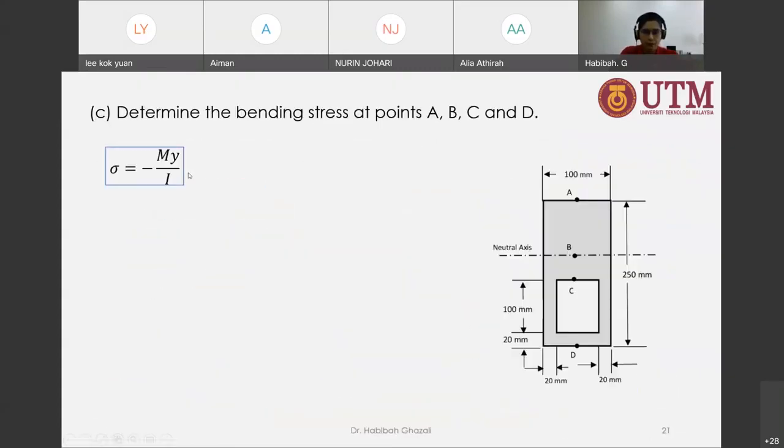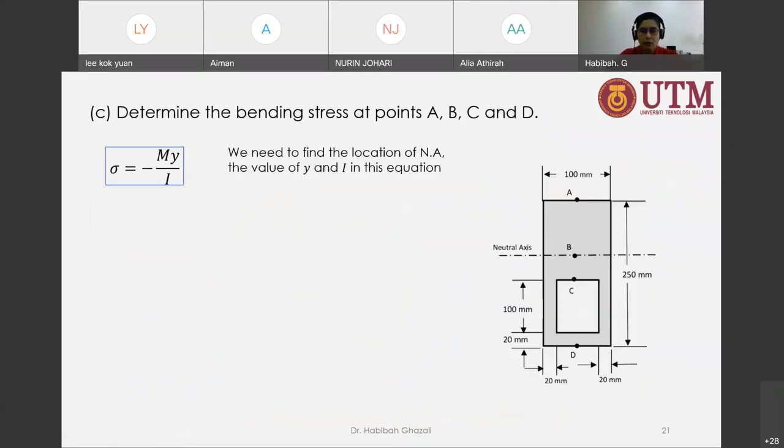We have our M, but we don't have our Y here. So Y here is the location of A, B, C, and D from the neutral axis. We don't know that yet because we don't know where exactly this neutral axis is located. We need to locate that neutral axis. And also we don't have I.